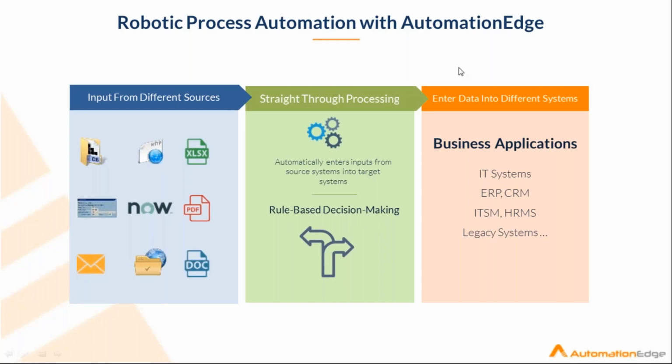So basically, through the process studio of Automation Edge, you can literally say: launch this application, click on this button, navigate to a page, and read a particular set of information from it. That is how RPA works, and that's how Automation Edge helps you automate your non-IT requests.